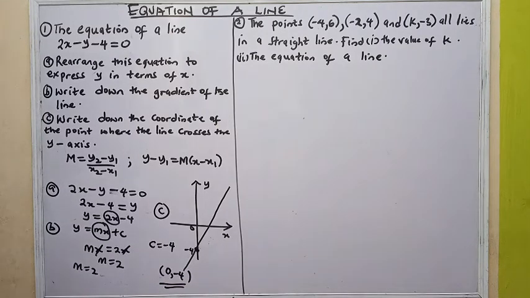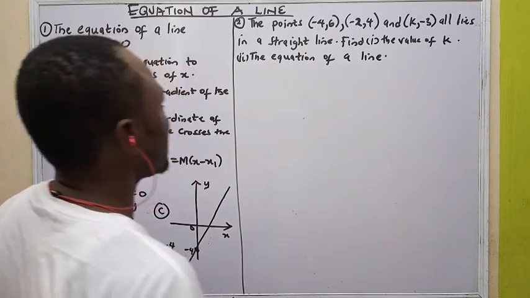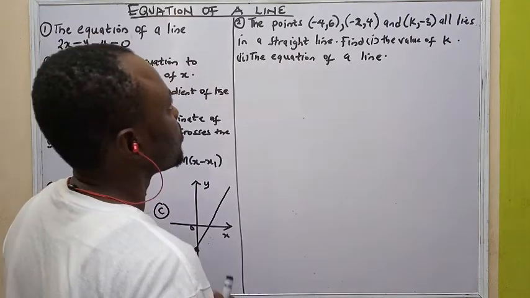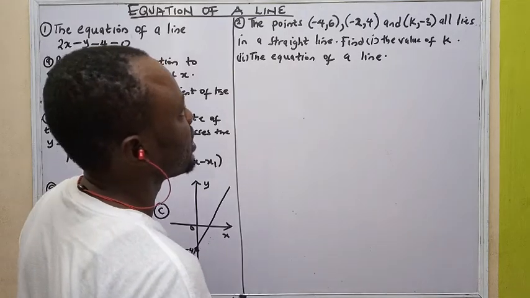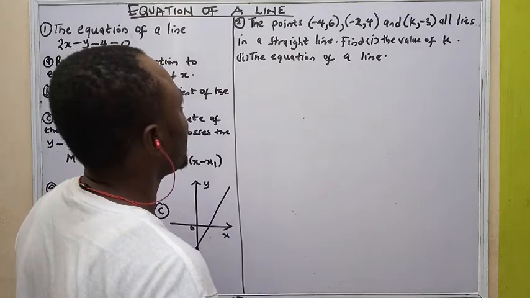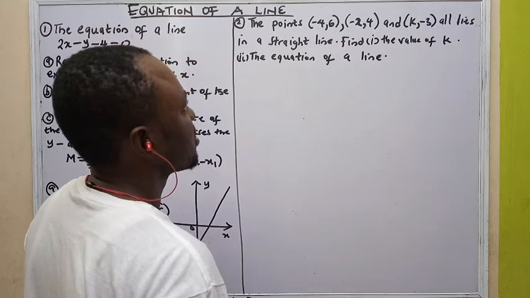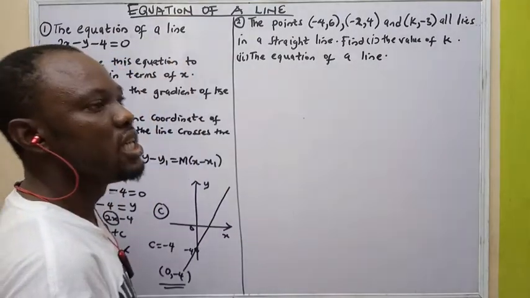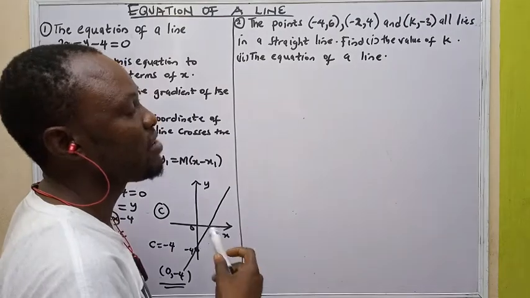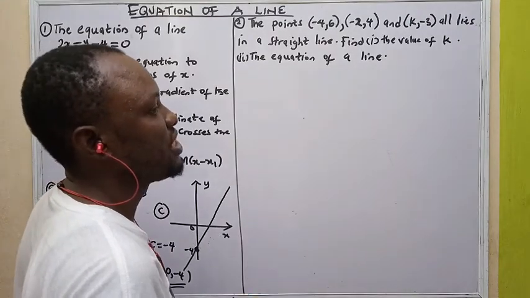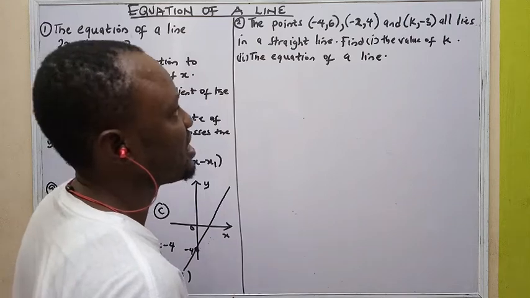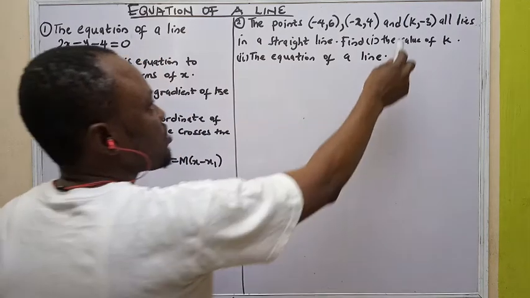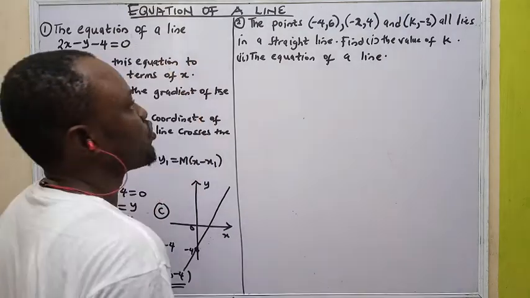Let's solve the second question. The second problem says that the points (-4, 6), (-2, 4), and (k, -3) all lie on a straight line. Find the value of k and the equation of the line. Now I said something, if you have several points on a line, in order to find the gradient of the line, you just take any 2 points on the line. Now in order to find the value of k, we need to know the gradient.